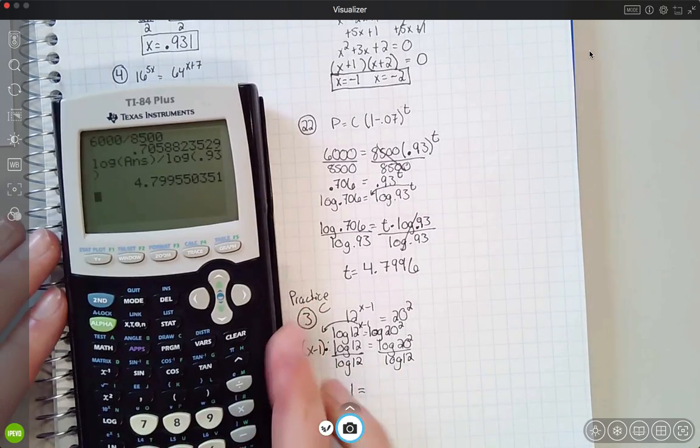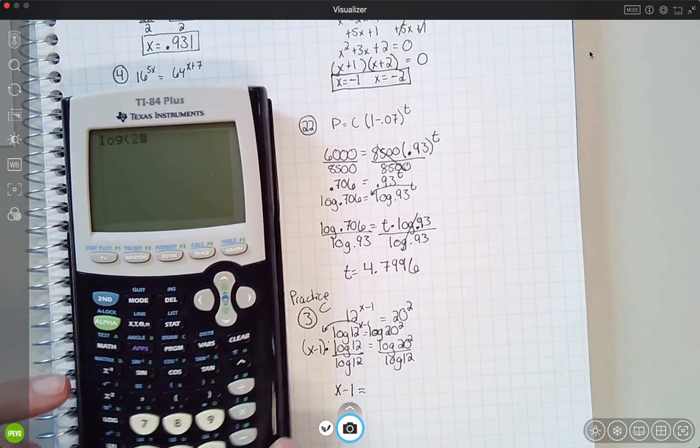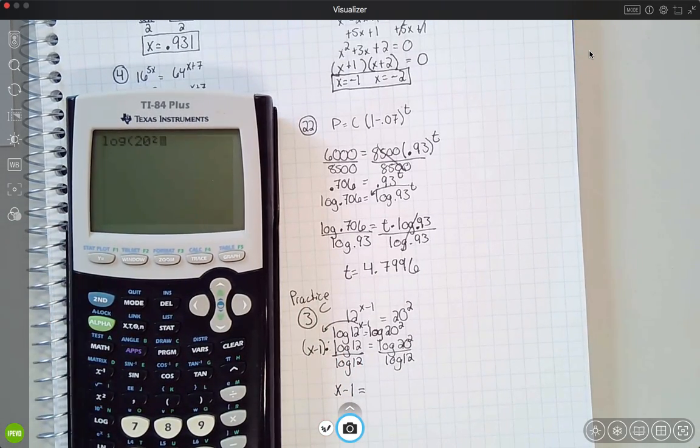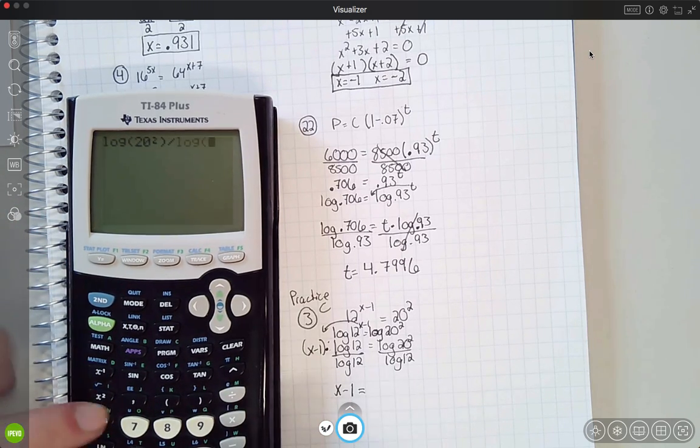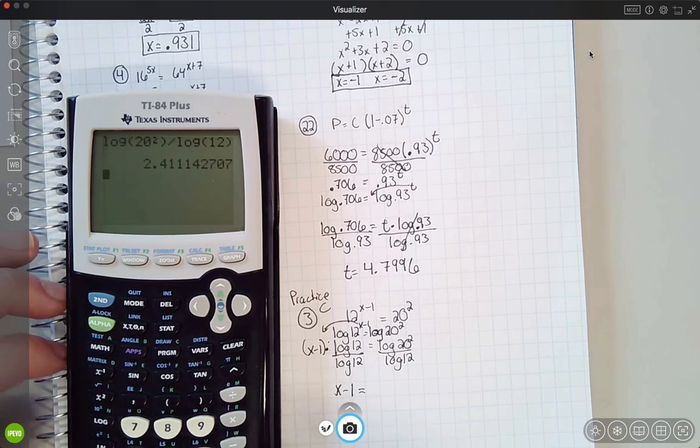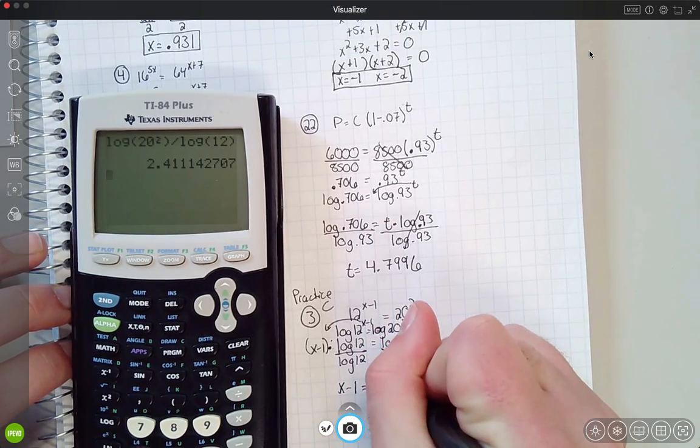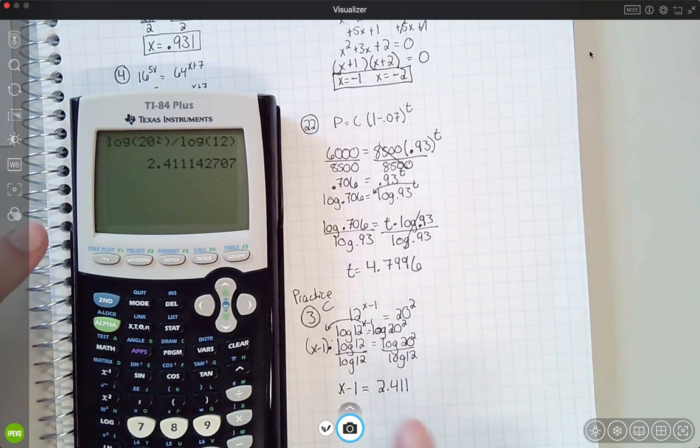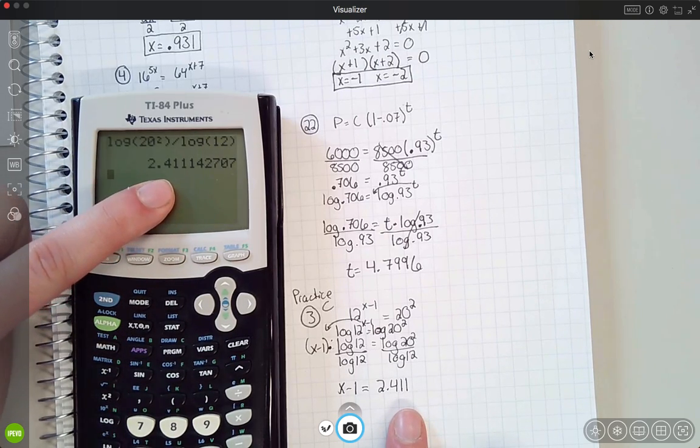And now I'm going to use my calculator. So again, I know I have that 20 squared there. So when I do my first log, I am going to square that 20. But I'm going to close my parenthesis after it to make sure that I'm done with the top part. Then I'm going to simply divide by the log of 12. Okay, when I do that, I get 2.411. Again, that's not exact. That's my rounded answer, but I'll keep it in my calculator.